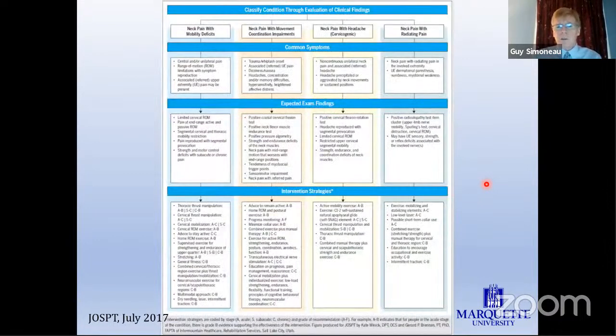And similarly, we also have a perspective for clinicians, which basically summarizes everything I've said today in one page, with the categories at the top, the common symptoms, the expected examination findings, and the interventions with the strength of evidence for each intervention. A very nice one-page quick guide to the management of neck pain based on the clinical practice guidelines.